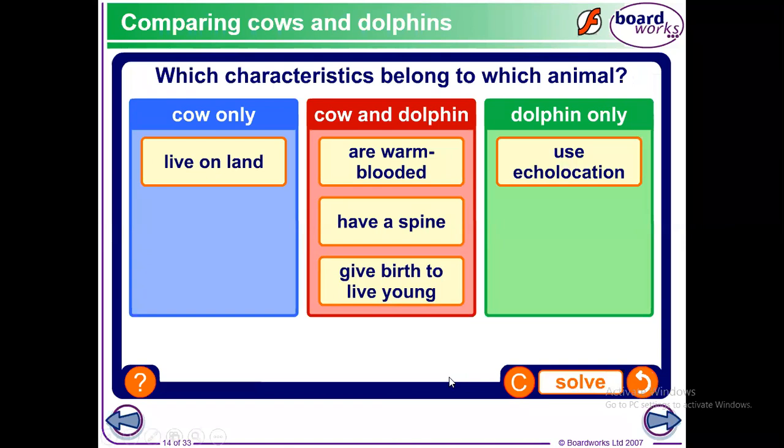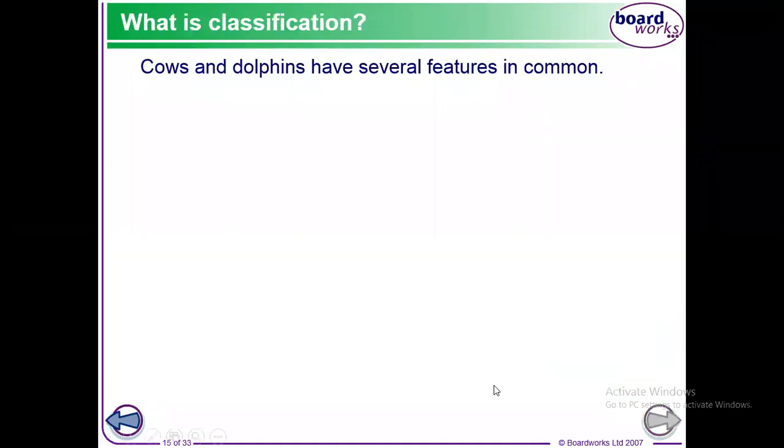So if you guys look at the answer, you see yes, that's right. The cow lives on land while the dolphin lives in the water, but both of them share that they are warm-blooded. Both of them have a certain body temperature. They can feel if it's hot or cold around them. They have a spine, and they also give birth to live young. They do not lay eggs. That's right. Thank you guys for answering this one. Let me move to the next slide.